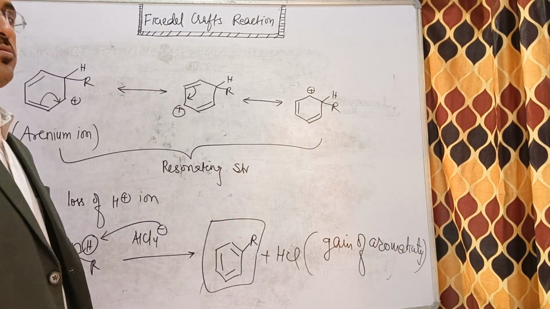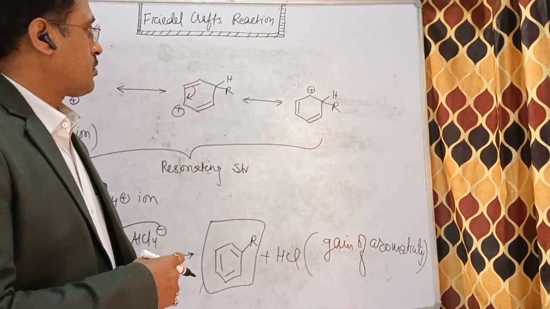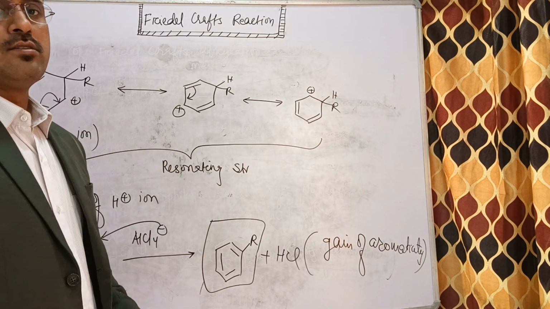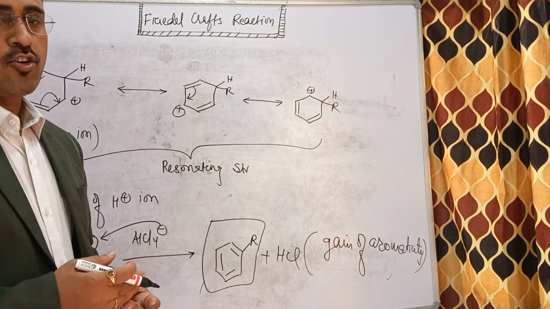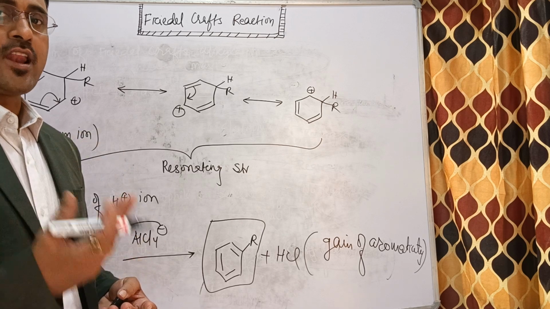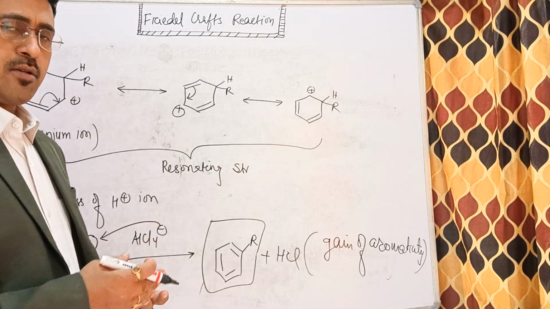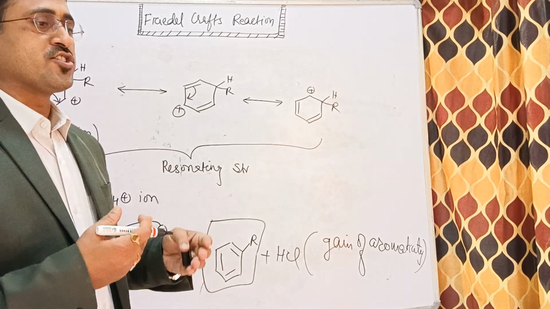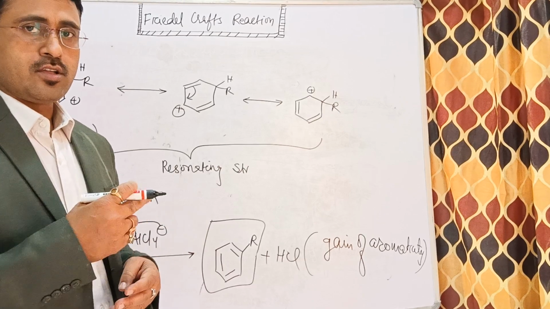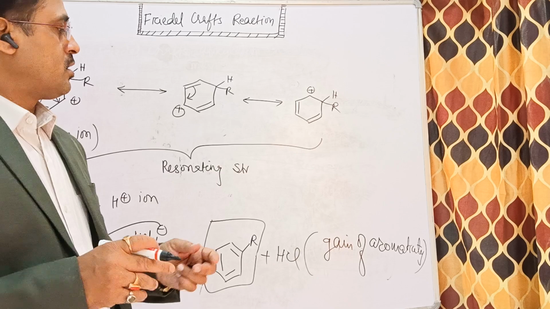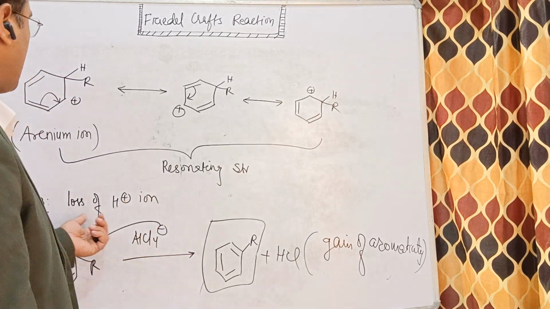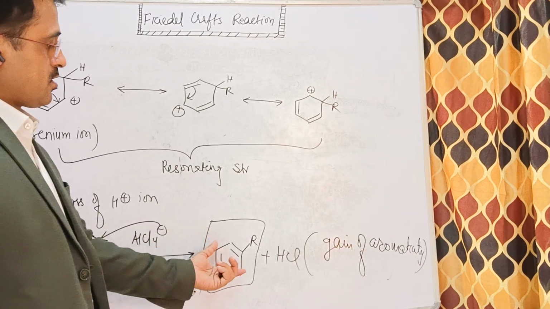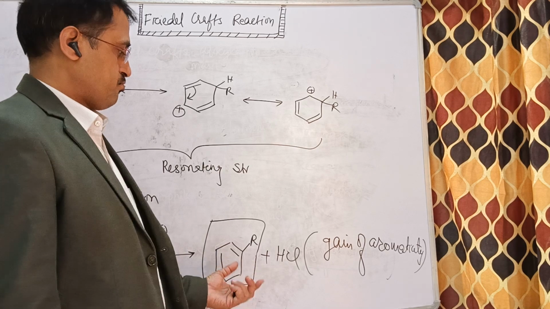This is the mechanism of how the benzene ring is alkylated. First the electrophile is generated, and that electrophile attacks the benzene and forms the arenium ion. The arenium ion gets resonance stabilized through delocalization of the pi electrons through the ring, and finally there is a loss of H plus ion, helped by the AlCl4 minus, and this final product is achieved.